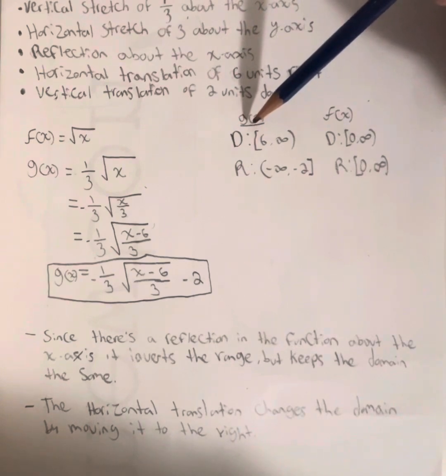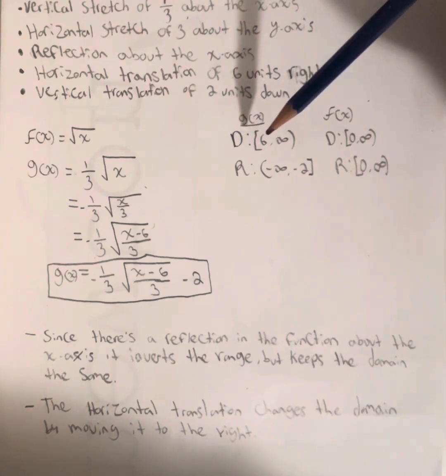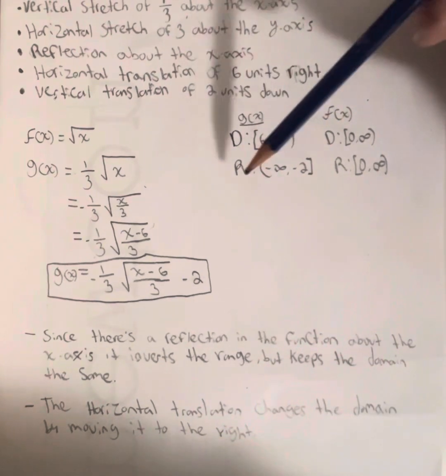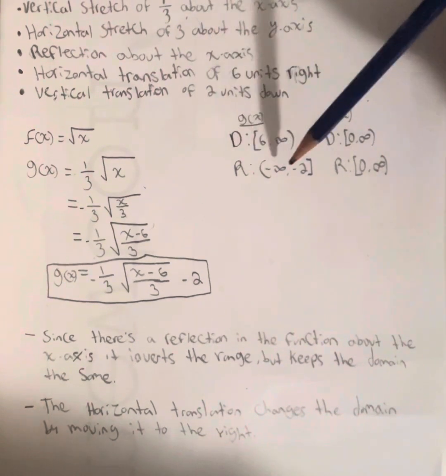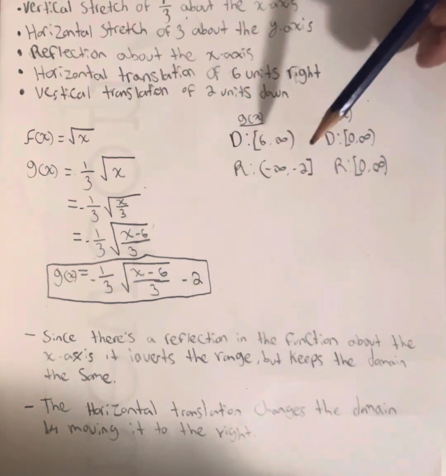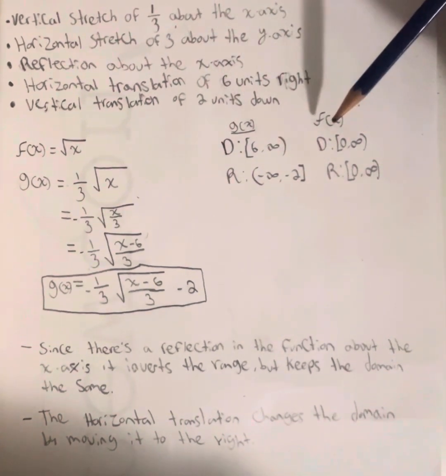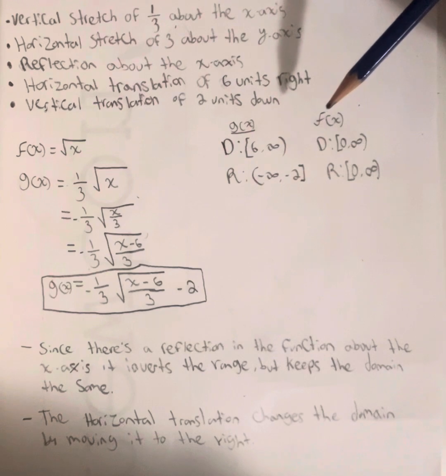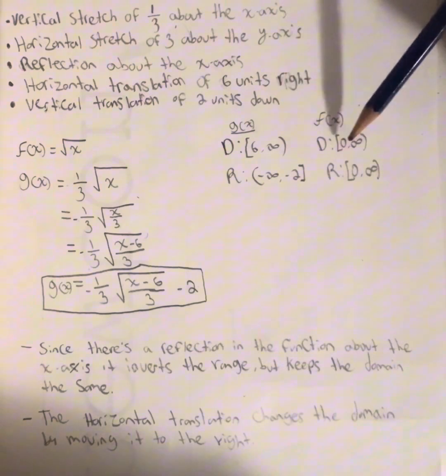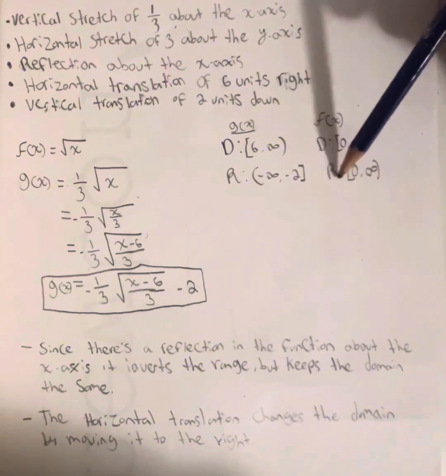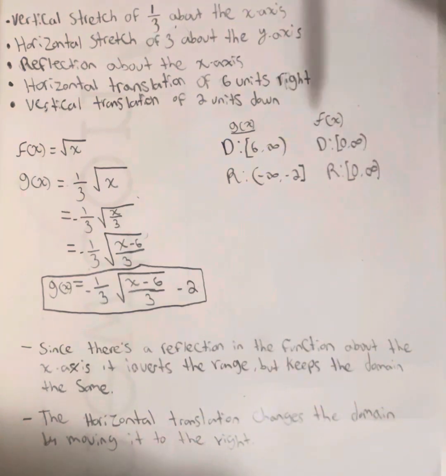Here we can see the domain of g of x. The domain of g of x goes from 6 to infinity. The range goes from -infinity to -2. And here for f of x, since it is just a radical, square root of x, the domain goes from 0 to infinity, and the range is 0 to infinity.